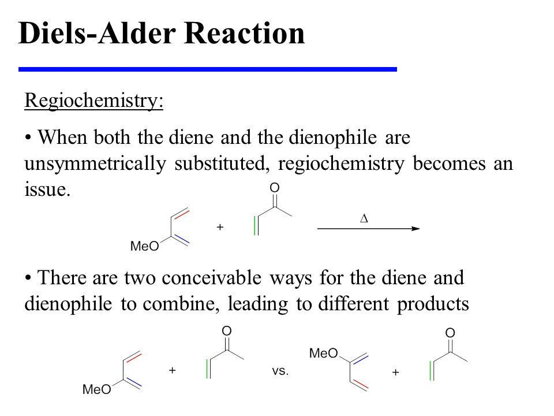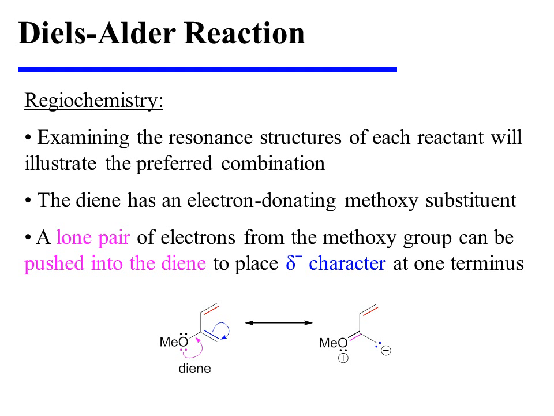When both the diene and the dienophile are unsymmetrically substituted, regiochemistry becomes an issue. For instance, in this reaction, there are 2 conceivable ways for the diene and the dienophile to combine, and these would lead to different products. Examining the resonance structures of each reactant will illustrate the preferred combination.